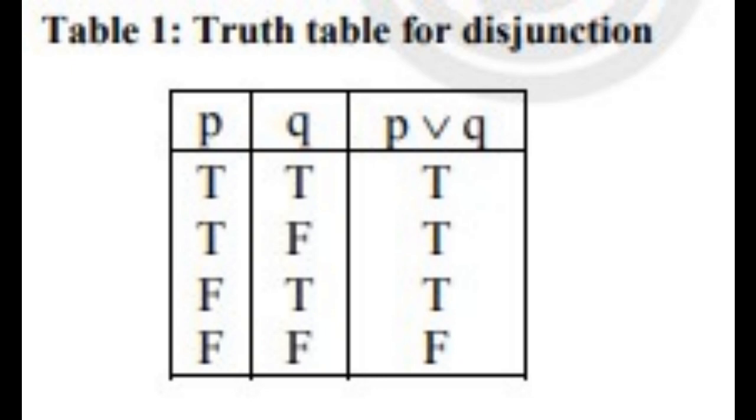To see the relation between the truth values of P, Q and P or Q easily, we put this in the form of a table, Table 1, which we call a truth table. Table 1, truth table for disjunction. How do we form this table? We consider the truth values that P can take, T or F. Now, when P is true, Q can be true or false. Similarly, when P is false, Q can be true or false.